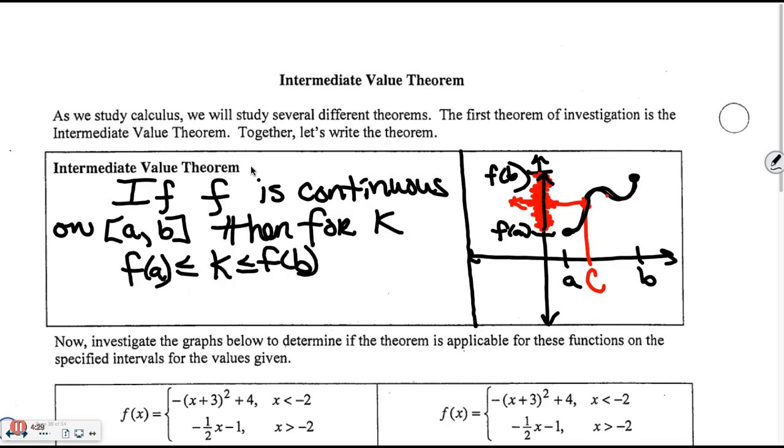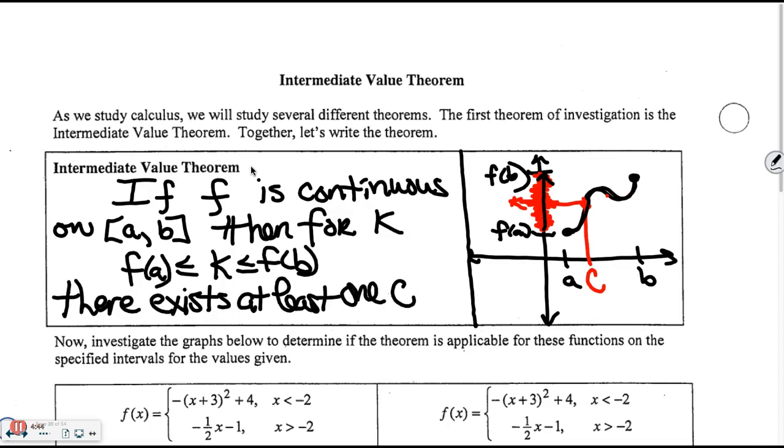F is continuous. Then for all K in between, there exists at least one, and they say it's a C. At least one C. Now C has to fall between A and B. All right, so there's at least one time today while I'm at work that the temperature has to be 72 degrees if I go from 61 degrees to 80 degrees, okay? And there'd have to be some time where that happened.